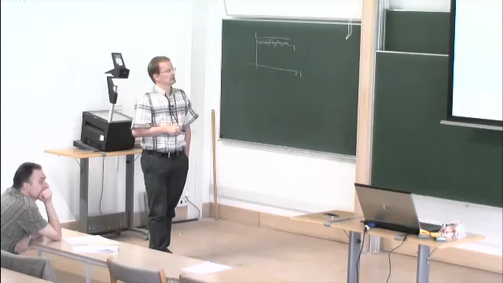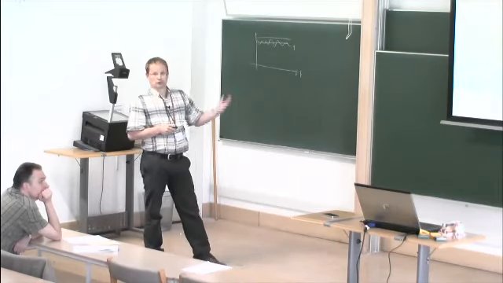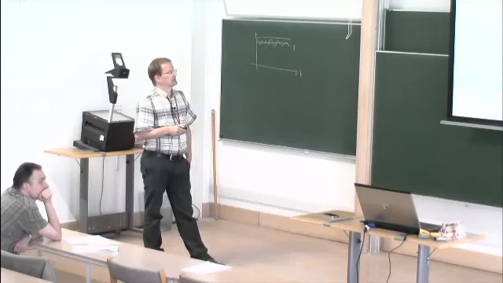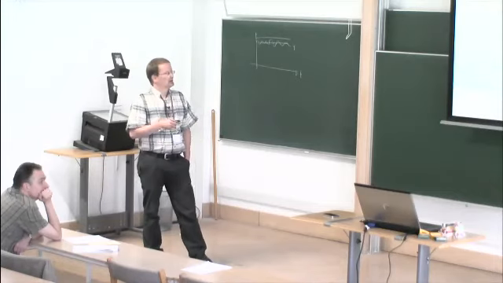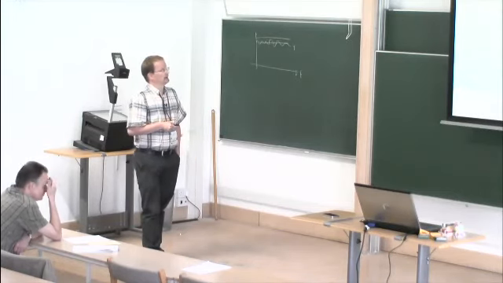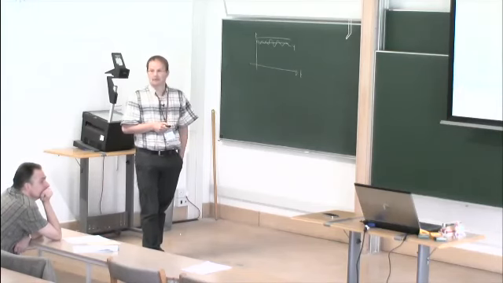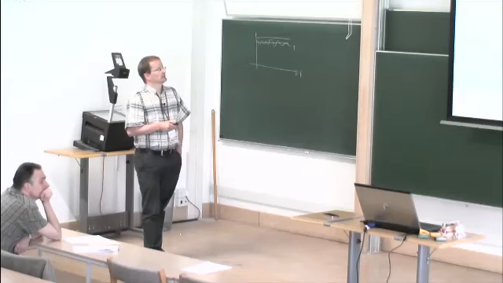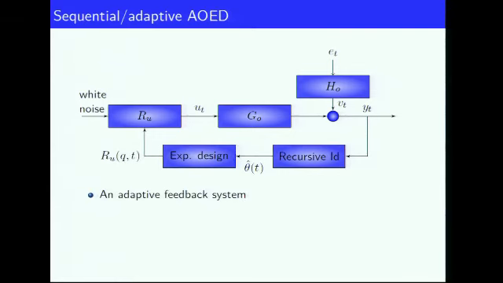We do recursive identification, so we produce an estimate theta hat as a function of time, and we use that in our experiment design as the true value, so certainty equivalence design here. And then we update our experiment design for every new measurement we obtain, or batch-wise if we want. And that gives us a sequence of filters that we then apply here. So what we have here now is a time-varying filter, because coefficients will change depending on theta hat. So it's an adaptive feedback system.